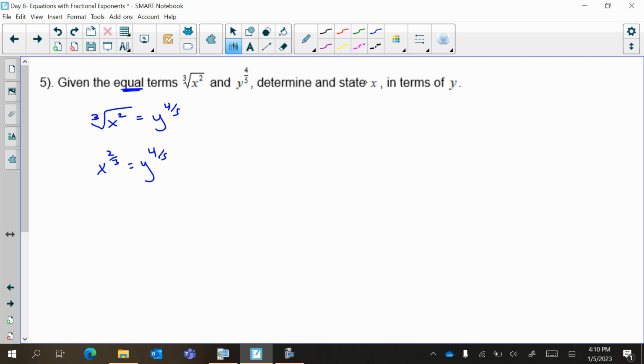Now, reading the rest of the question, state x in terms of y. Because they want you to state x, they want you to get x equals. They want you to get x by itself. So if you want to get x by itself, you need to do the reciprocal exponent. On the left-hand side, your exponents cancel. On the right-hand side, we are multiplying these exponents. So we have 4/5 times 3/2.